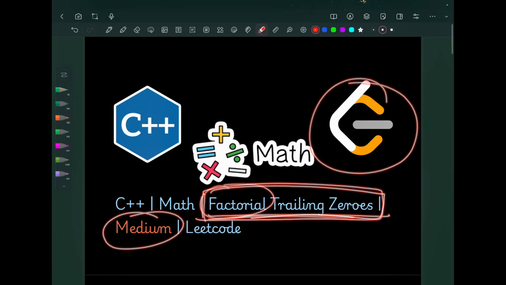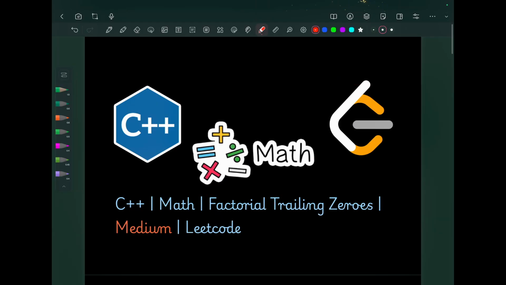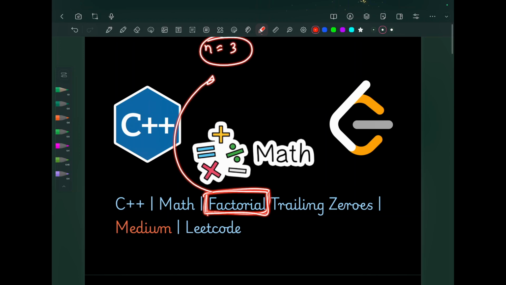Okay, so I hope you know what factorial is, because it is from math itself. Let me explain what factorial is. Let's say you have a number 3. What will be the factorial of that number? Factorial is basically multiplying all the numbers from 1 to n itself, right? So the factorial of n equals 3 will be 6.